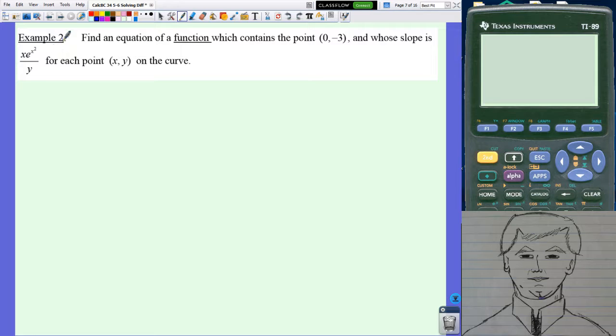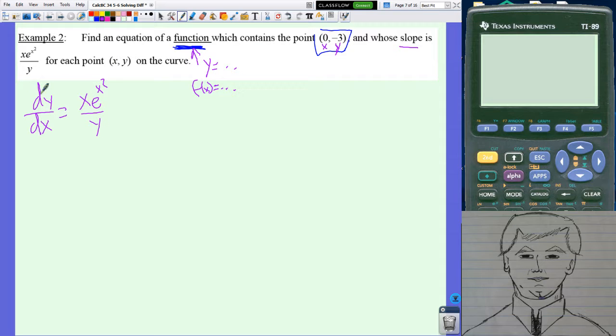Now, let's do something else. Find the equation of a function which contains the point (0, -3), and whose slope is this for each point on the curve. So a few vocabulary words here. When I ask for an equation of a function, that means I want to put something in y equals form or f of x equals form. So I'm going to rearrange. This point right here is the initial condition: when x equals 0, y equals negative 3. And when I say the slope is this, that means dy over dx, which is our slope, is going to be x e to the x squared over y.